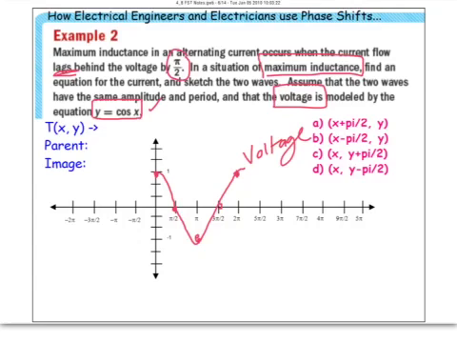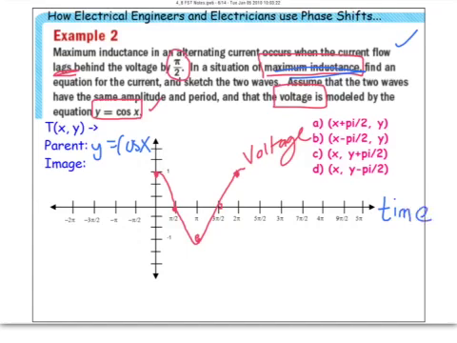Now the hardest part of this is just interpreting the language. Maximum inductance, here's what it is. It's when the current flow lags behind the voltage by pi over 2. So basically we're going to take the parent function of voltage, which is y equals the cosine of x, and we're going to do a translation that interprets a lag of pi over 2. Now this is a real life problem where this is the time right here, the time aspects.